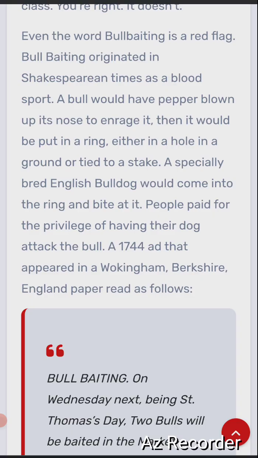Bullbaiting originated in Shakespearean times as a blood sport. A bull would have pepper blown up its nose to enrage it. Isn't that wonderful, you guys? Then it would be put in a ring, either in a hole in the ground or tied to a stake. A specially bred English bulldog would come into the ring and bite at it. Just sick people that do this stuff. People paid the privilege of having their dog attack the bull. What a great bunch of people.